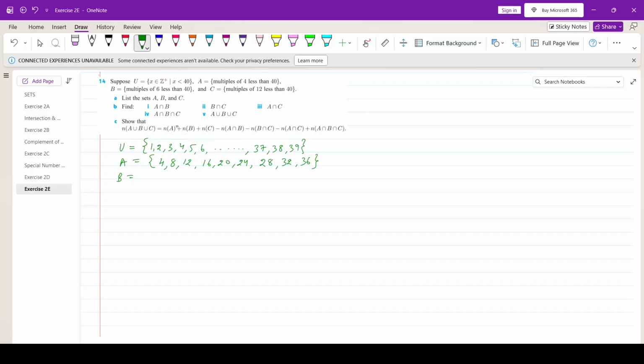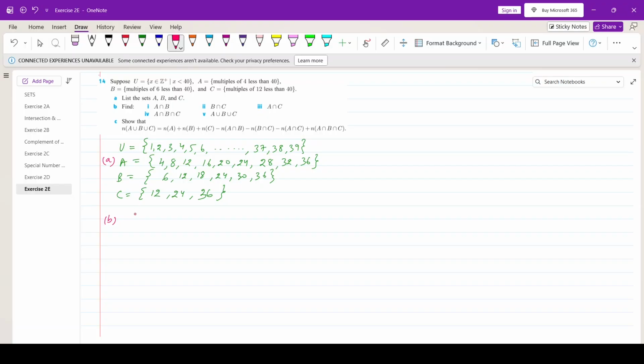Set B is multiples of 6 less than 40. That will be 6, 12, 18, 24, 30, 36. And C is multiples of 12 less than 40. So multiples of 12 are 12, 24, 36, and that's it. So the question says list the sets A, B and C. So this is part A.